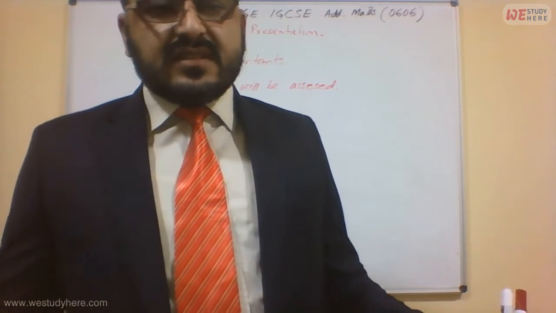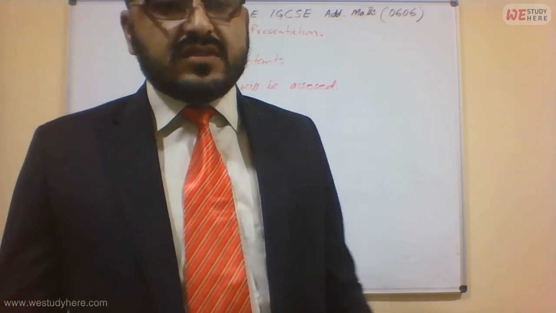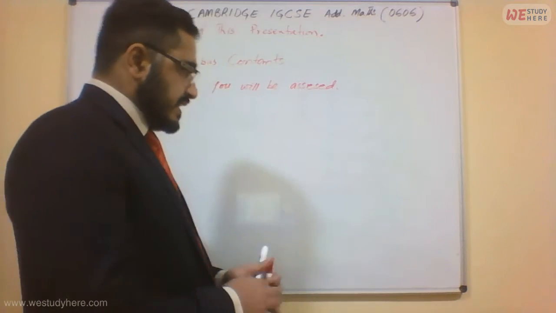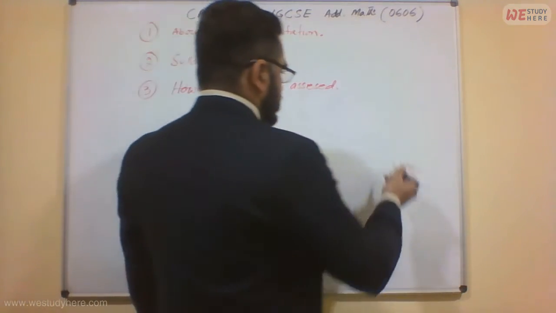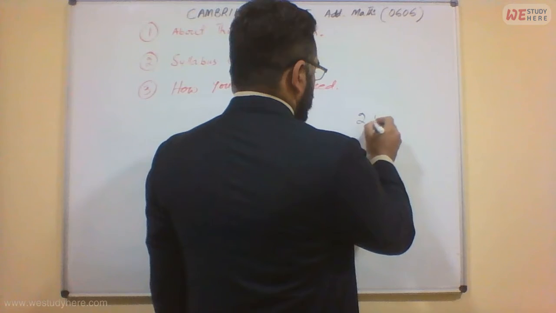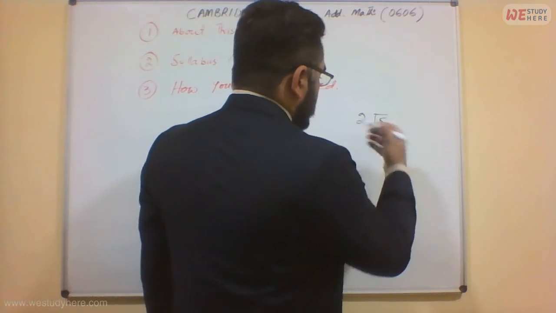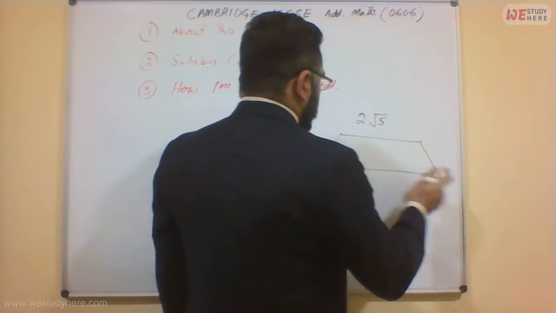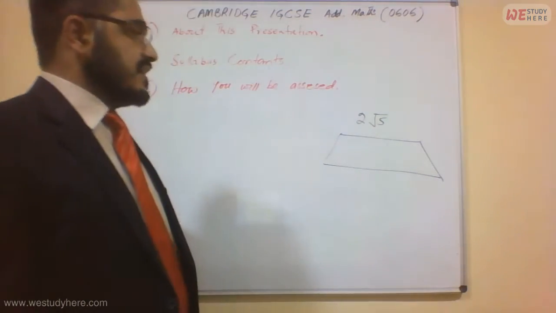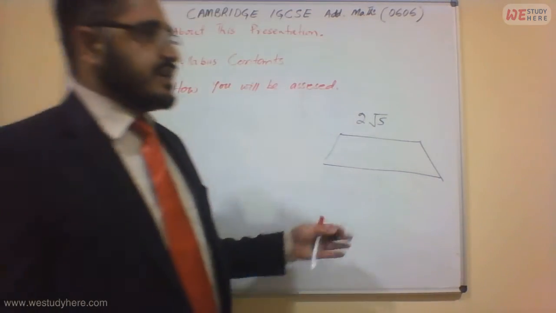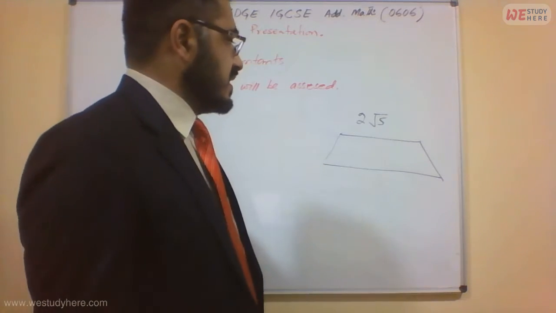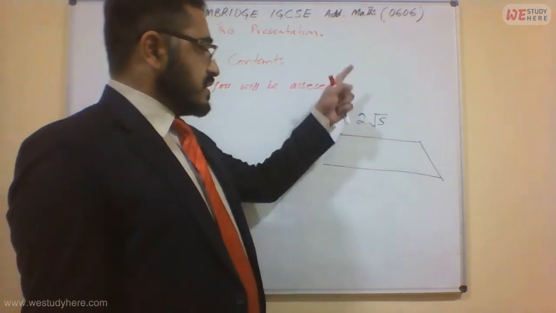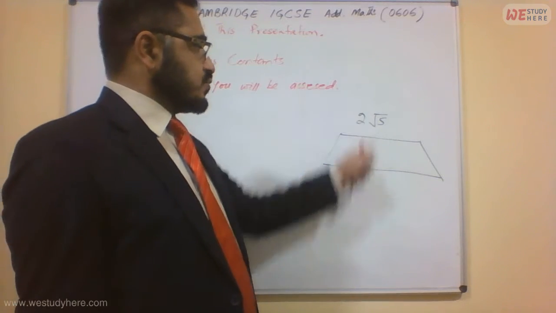How will you do those types of questions? Suppose I'm giving you one example. Suppose it gives us 2 square root 5 as the length of one side of a trapezium, and in the same way another side is given in square root. If you use the calculator, you will get different decimal answers, but you have to calculate this one in square root form.